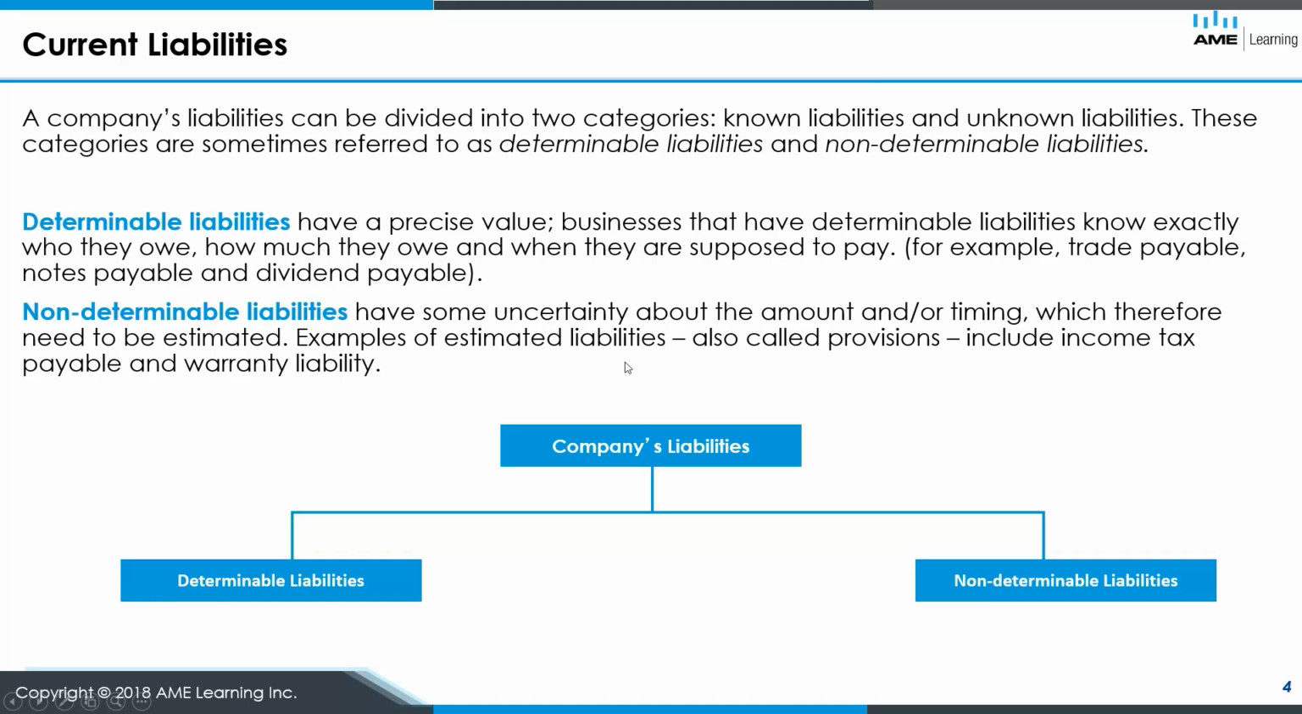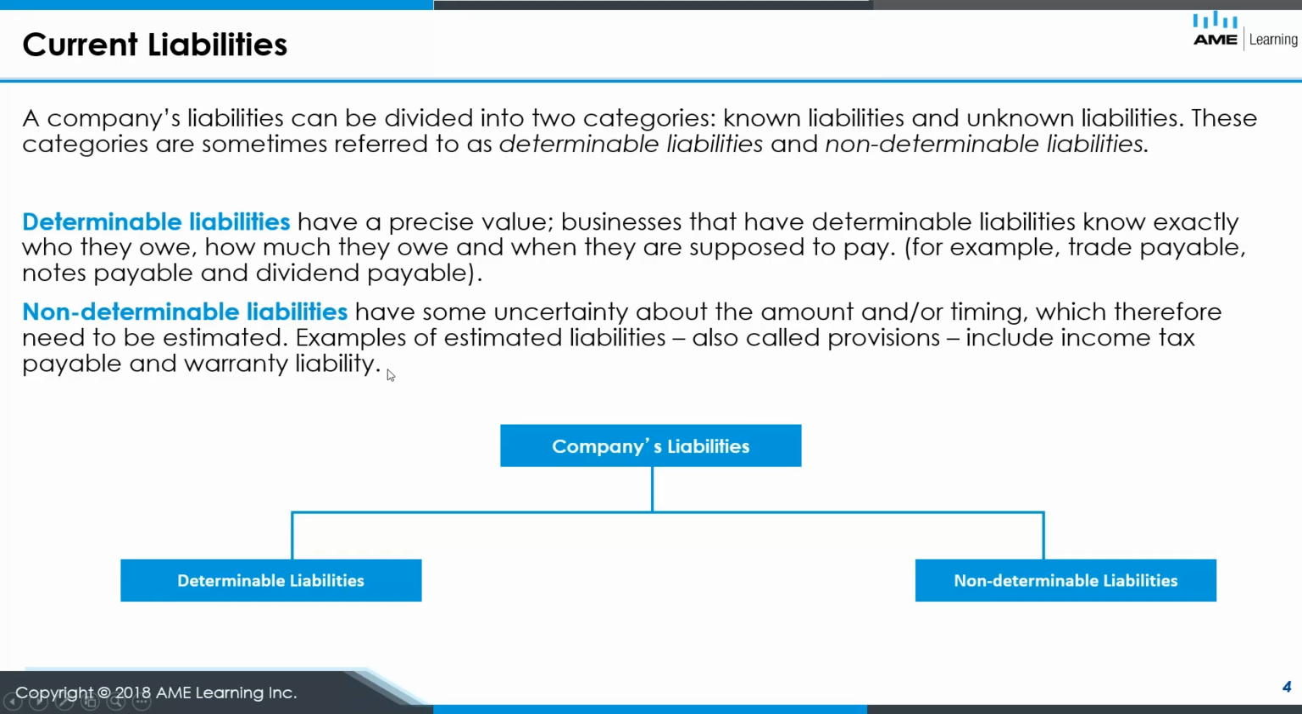Certain types of liabilities that we estimate could be things like income taxes. As we go through the year, before we get to the end of the year, we're just estimating what our liability will be. Warranty liabilities are estimates of the amount that we would have to pay if we're selling products and get a certain amount of warranty claims from our customers, basically.